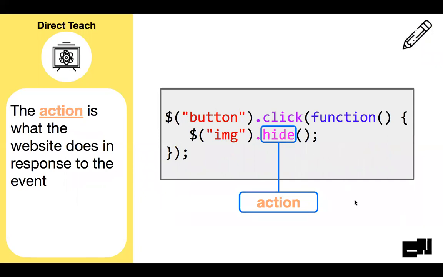And then of course, if the user does something, the computer does something, and what the website does in response to an event is called the action. So in this example, the action is hiding the image, because it's saying when the user clicks the button, the image will hide. The action is what the website does in response to what the user is doing.